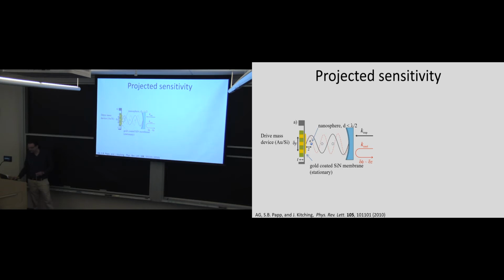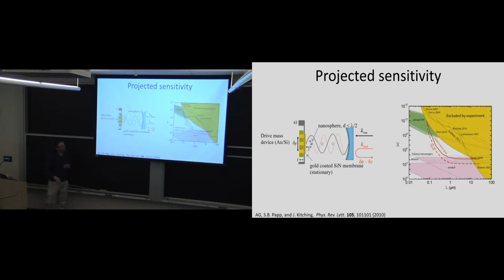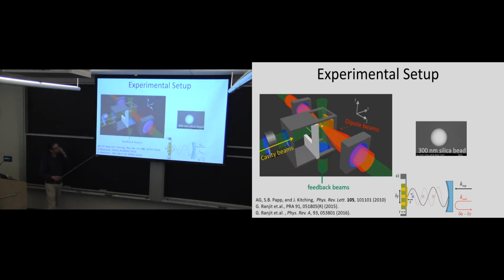So then using this system, we're estimating that it's possible to improve the limits on this Yukawa parameter space by several orders of magnitude at the 1 micron length scale. So the actual experimental setup looks a little more like this.